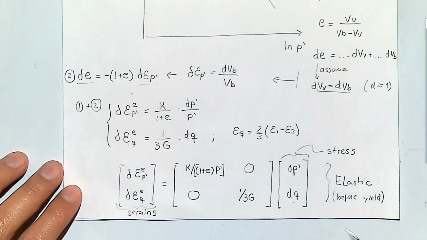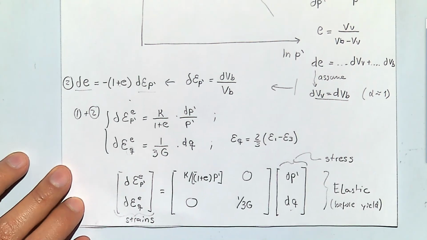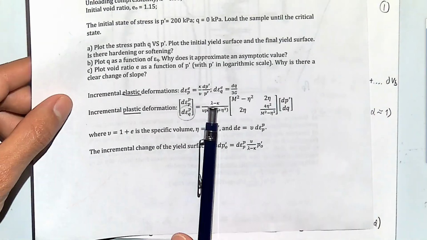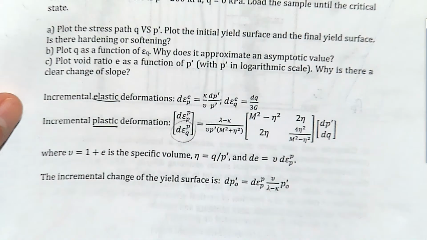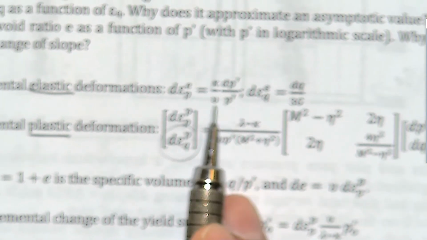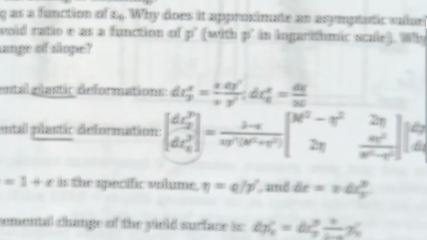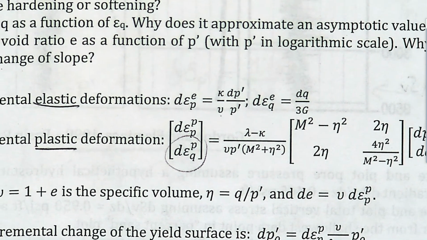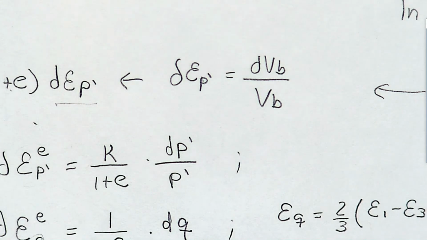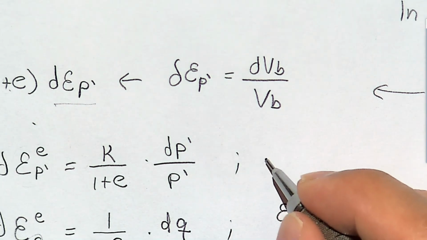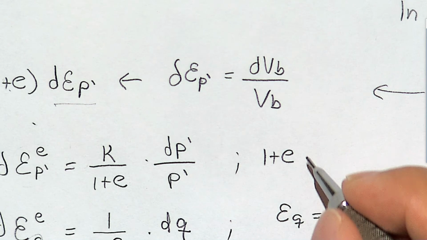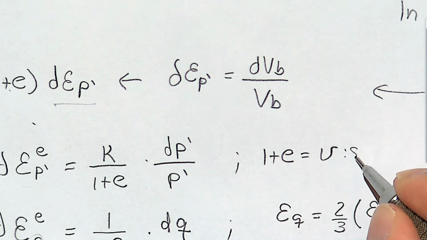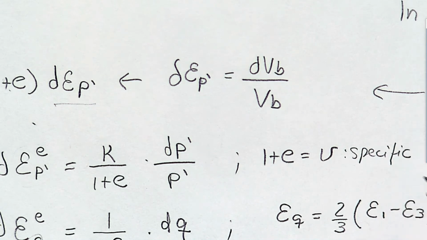There is one more thing I want to add over here. You will see in the equations that I put in these equations that there is one more parameter, this parameter V, and that's something called specific volume. I just didn't want to add one more parameter in my equations here, but 1 plus void ratio is this specific volume parameter.